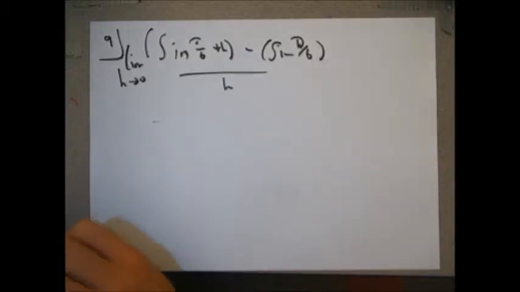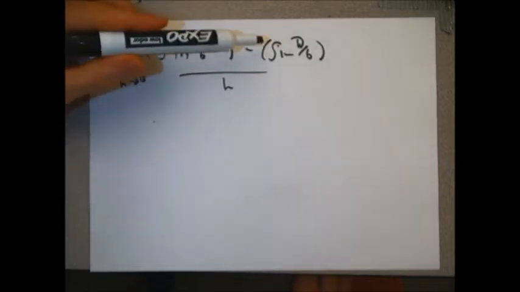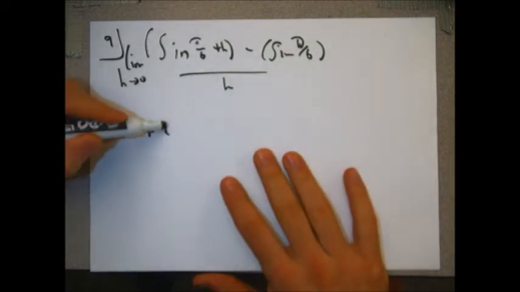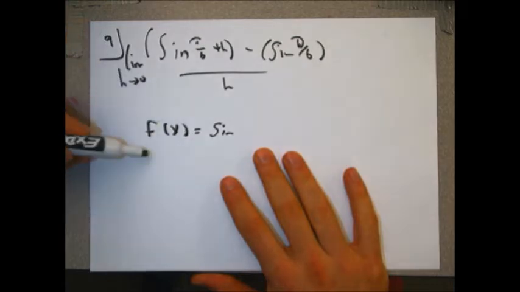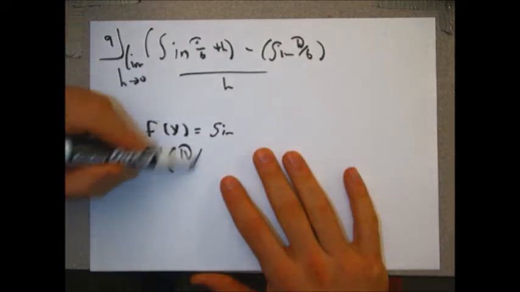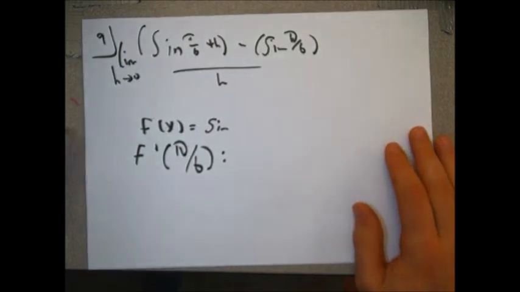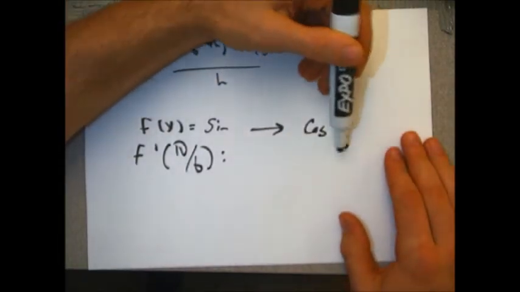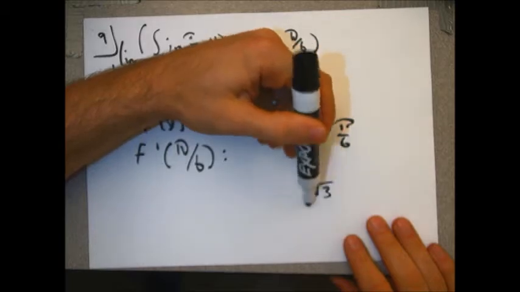Number 9 says the limit as h approaches 0 for all of this stuff. What do we see? It's sine pi over 6. This whole thing tells me that if I had the function f of x equal to sine, it really asks me to find f prime of pi over 6. So the derivative of sine is cosine, and then cosine at pi over 6, which is 30 degrees, gives me an answer of √3 over 2.